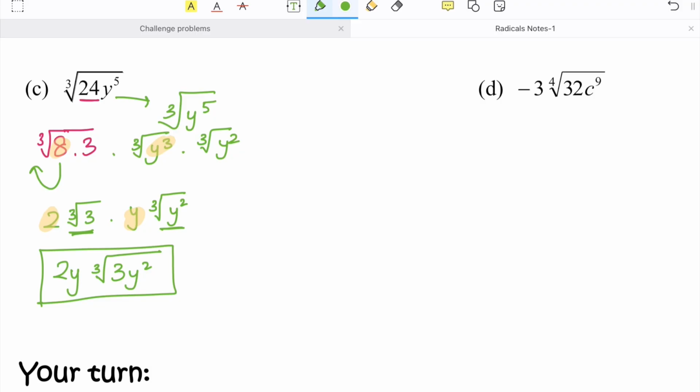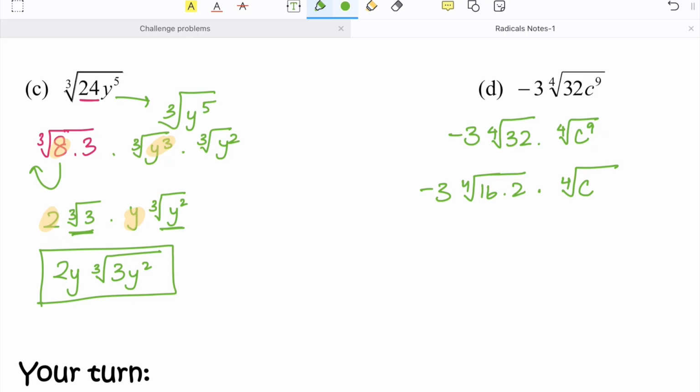Okay, next one. Now we have index of 4. So 32. -3 stays the same. We have index of 4. 32 times 4, 6, 9. 16 times 2. Yeah, good. So it'll be 16 times 2. And then this one would be c to the power of 9, could be 4 and 5.